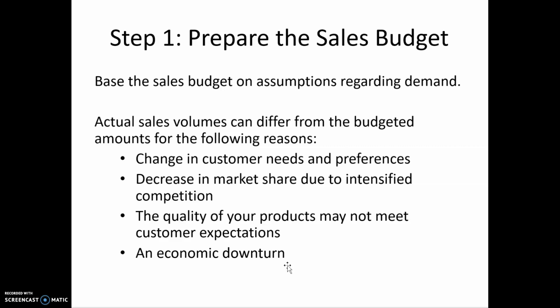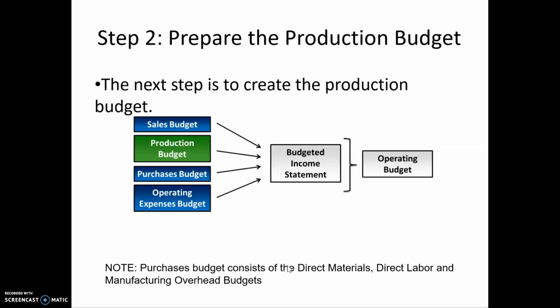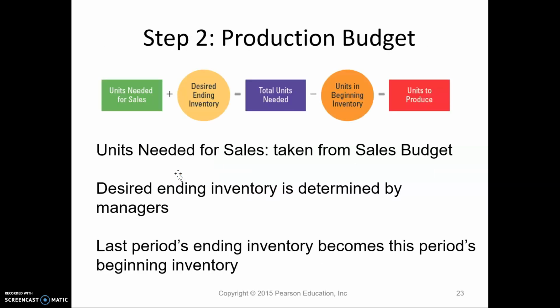After the sales budget, we prepare the production budget. Okay? The production budget would be what you prepare if you're a merchandiser, the purchases budget if you are a merchandiser. So our production budget, we need to figure out how many units do we need to make. So obviously we need to have enough units so we can meet our sales demands.